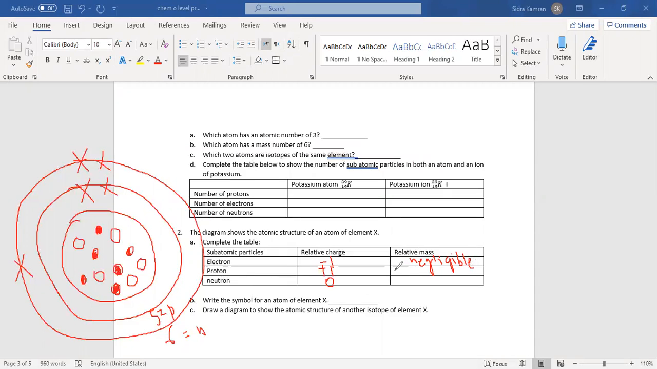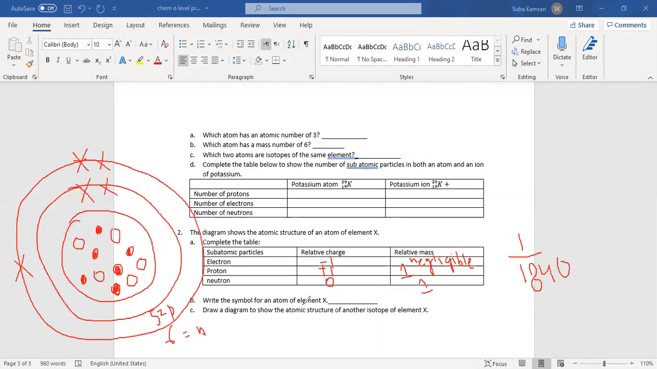Relative mass of proton is 1 and relative mass of neutron is 1. The mass of an electron is negligible because it is 1 divided by 1840 times. It's very, very less. That's why we are saying it's negligible.